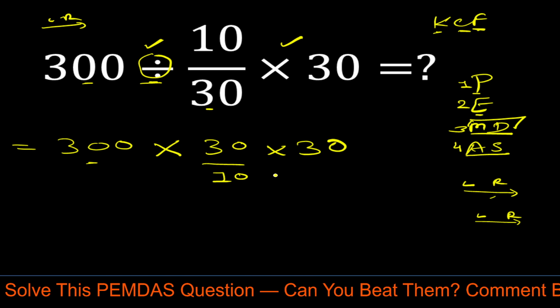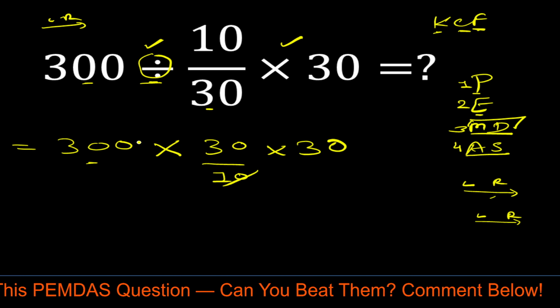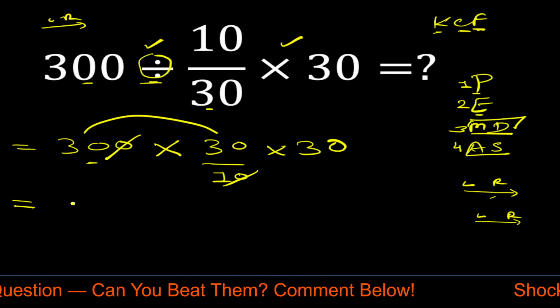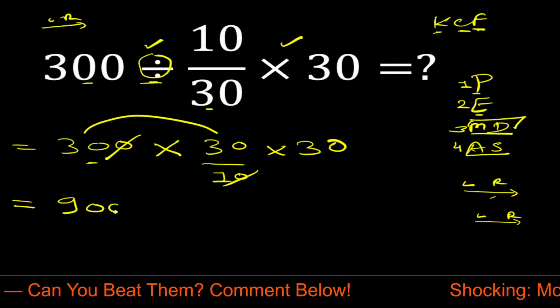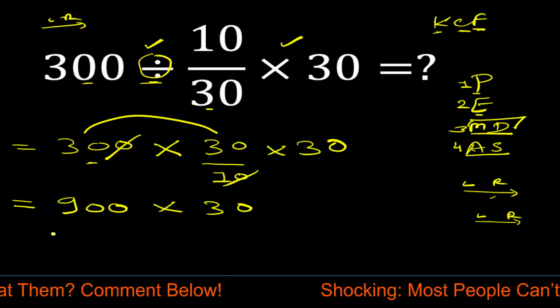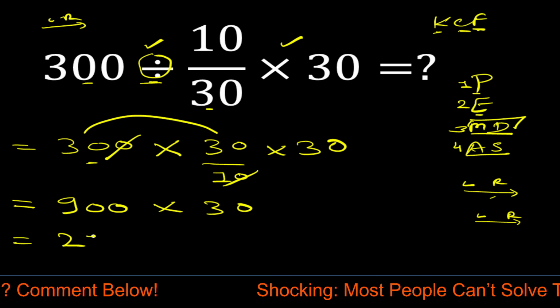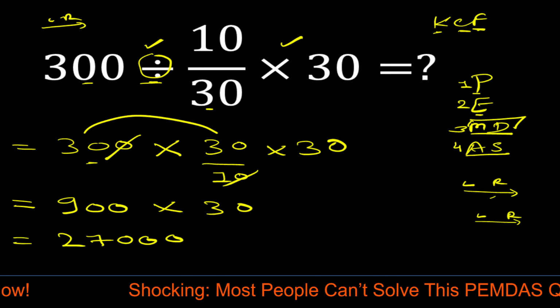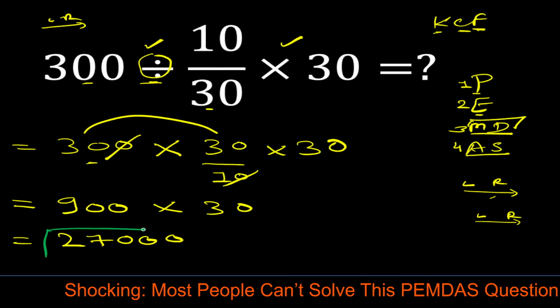So now 300 divided by 10 is equal to 30. So 30 times 30 is equal to 900, right? Now 900 times 30 is equal to 27,000, right? So the correct answer is 27,000.